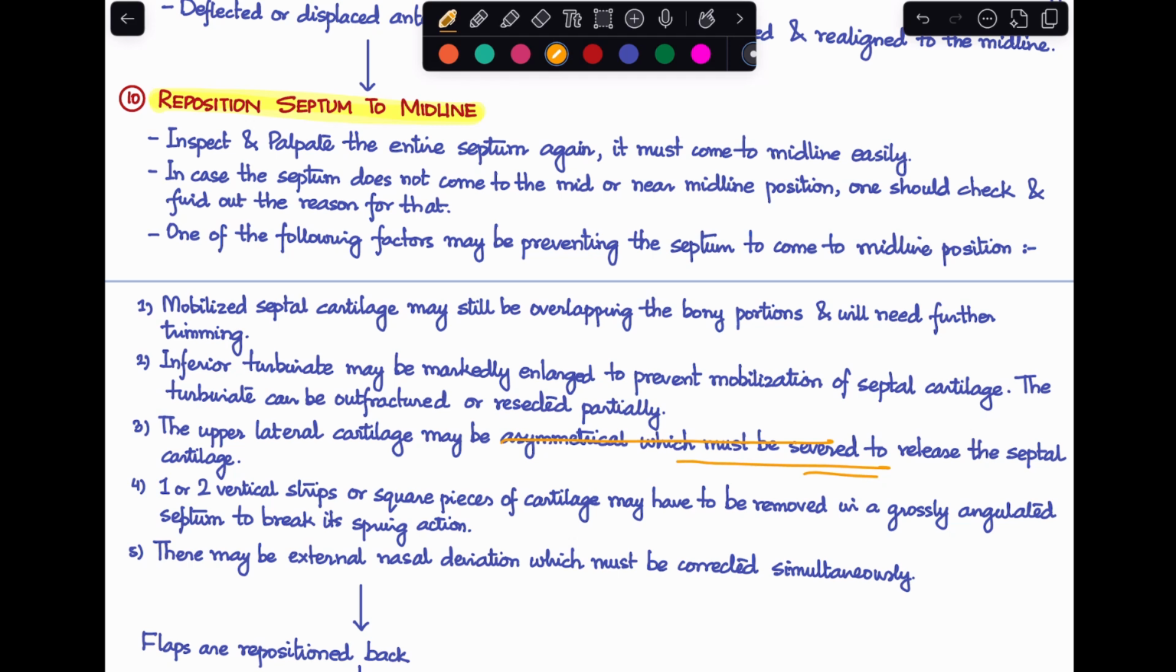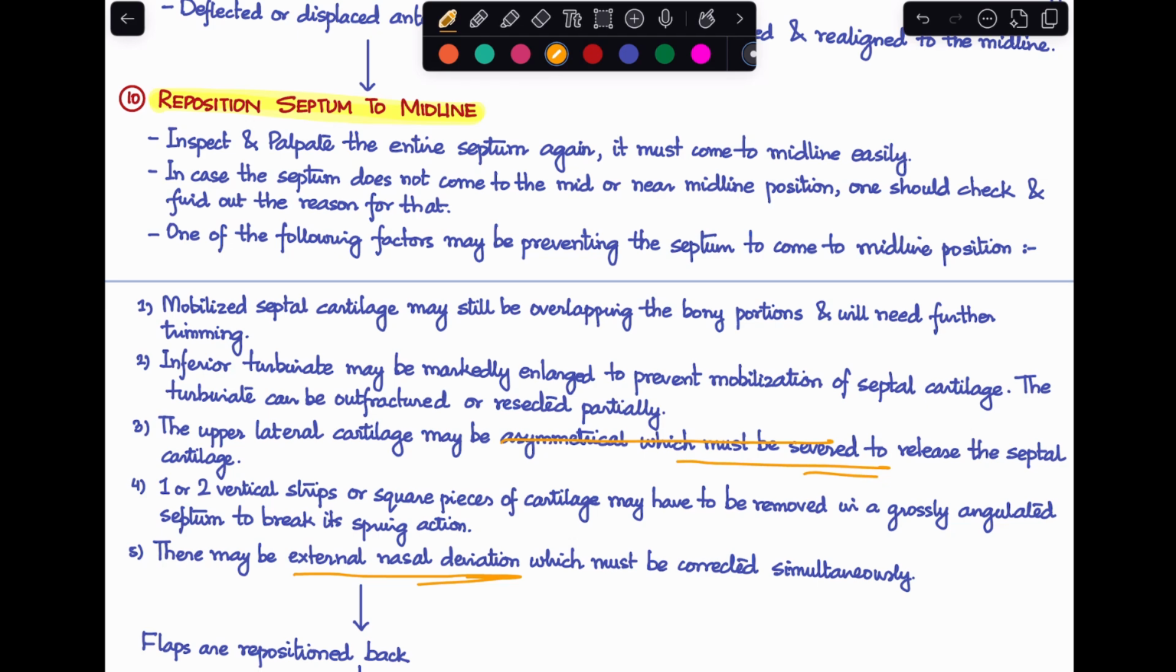Fourth, one or two vertical strips or square pieces of cartilage may need to be removed in an angulated septum to break its spring action. And lastly, there may even be some external nasal deviation, which also needs correction at the same time, and which might be contributing to the problem.